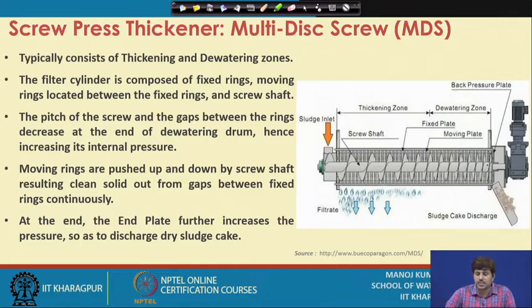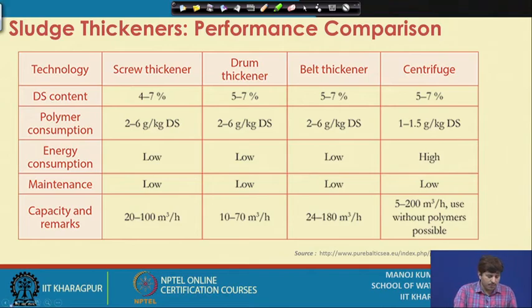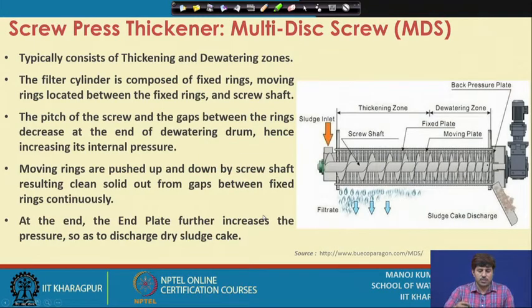There are screw press thickeners, like the multi-disc thickener, which is an example of a screw press thickener. Sludge is put in the system, and then it is pressed through the screw. This filter cylinder is composed of fixed rings and moving rings located near the screw shaft, and the pitch of the screw and the gaps between the rings decrease towards the end of the dewatering system. So, here you see that the space is larger and here it decreases that way.